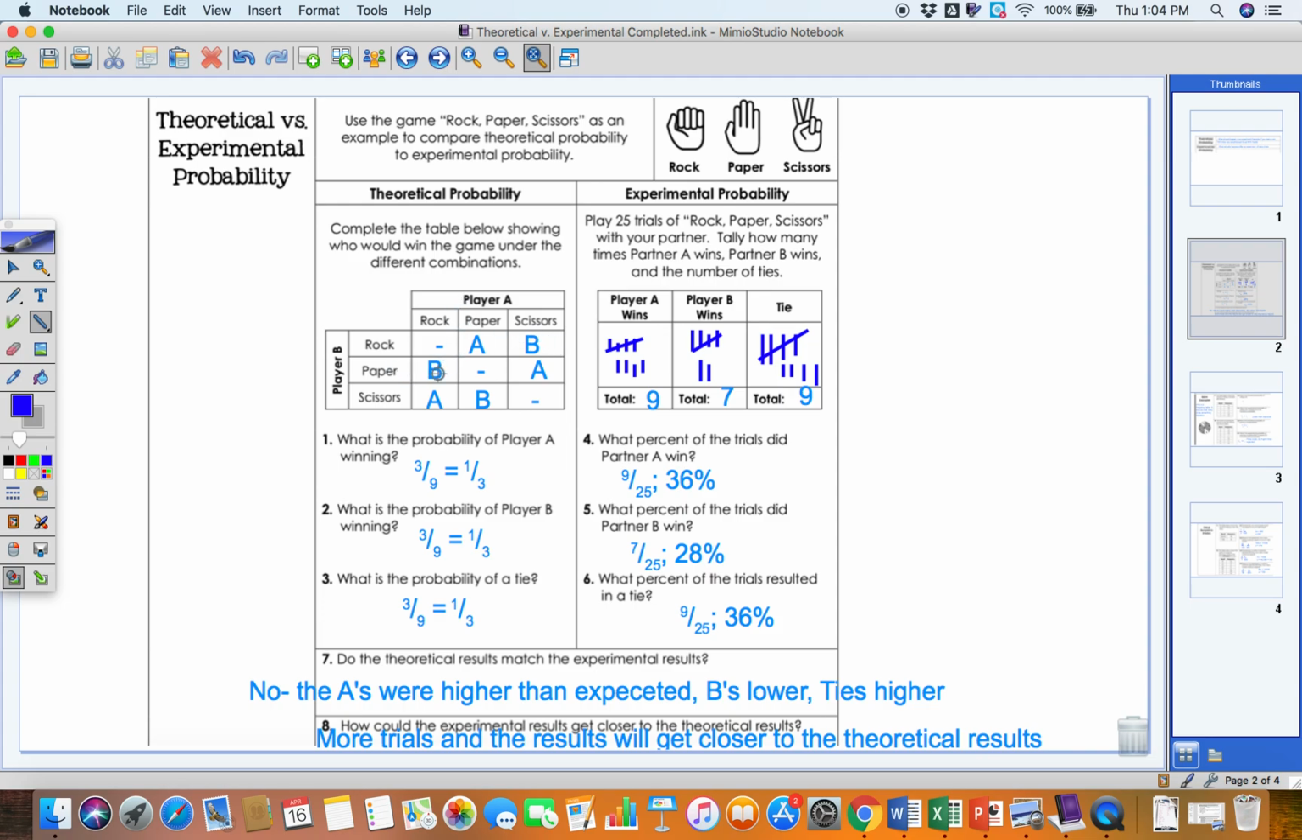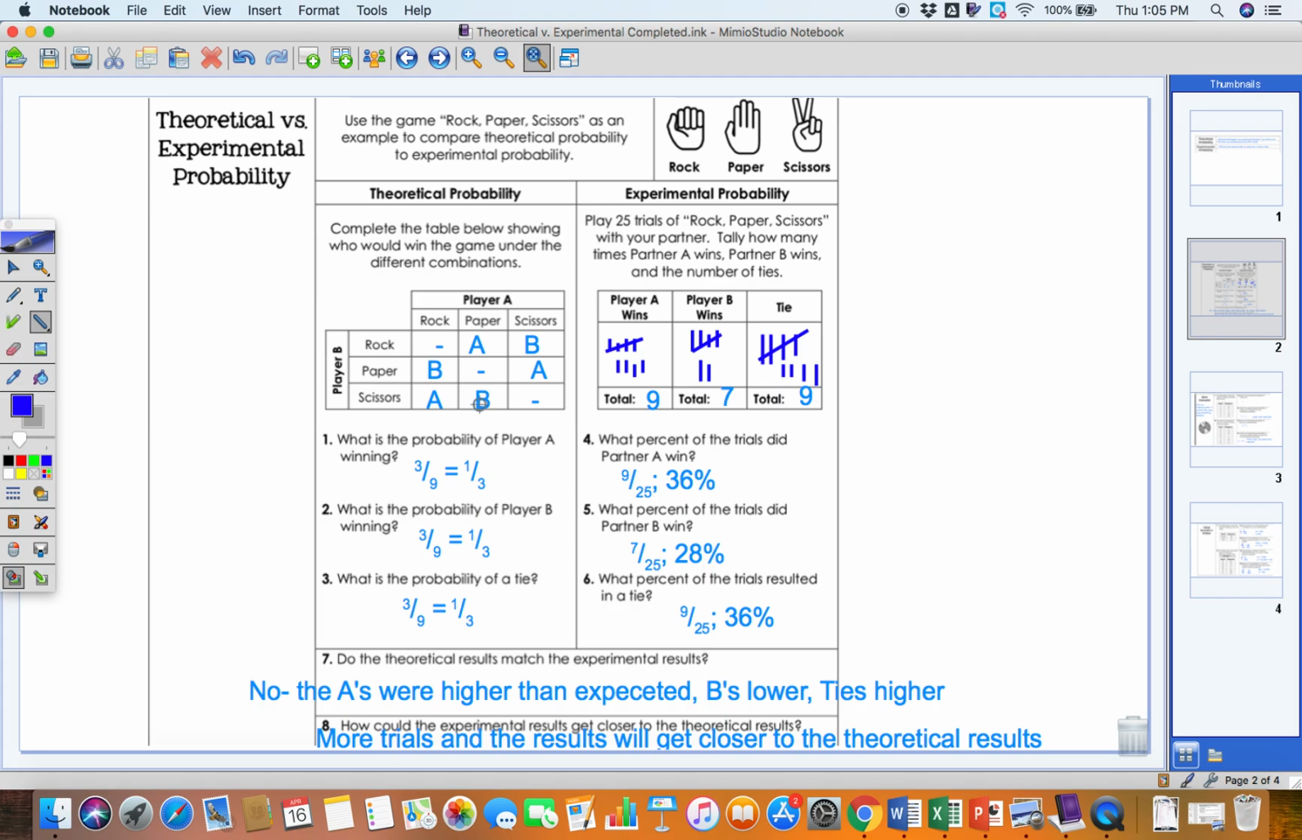Then we do that for each row. So if player A picks rock and player B picks paper, B wins because paper covers rock. If they both pick paper, it's a tie. If B picks paper and A picks scissors, then A wins because scissors cuts paper. And then finally, if A picks rock and B picks scissors, then A wins. If B picks scissors and A picks paper, then B wins. And if they both pick scissors, then it's a tie.